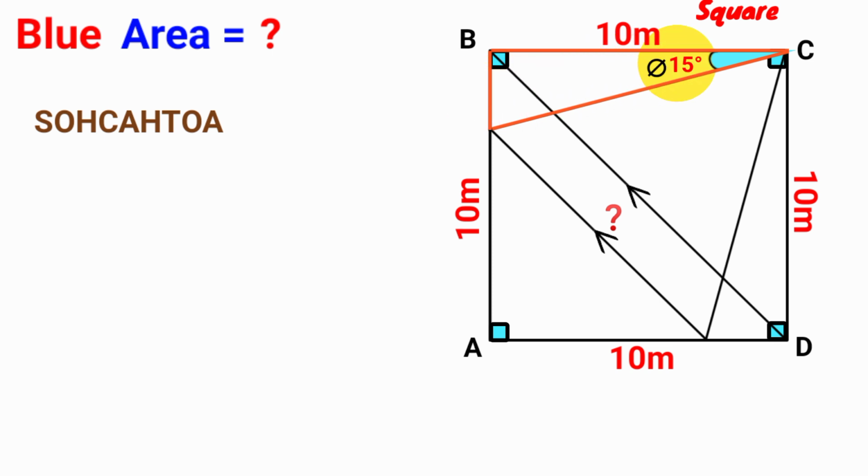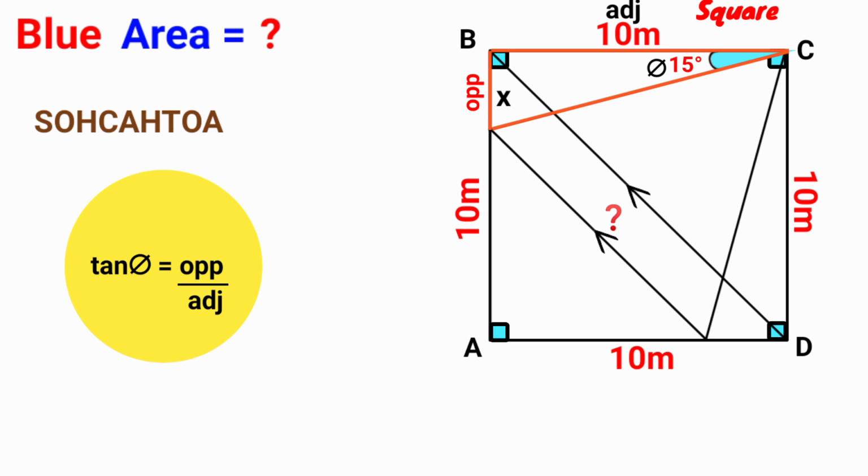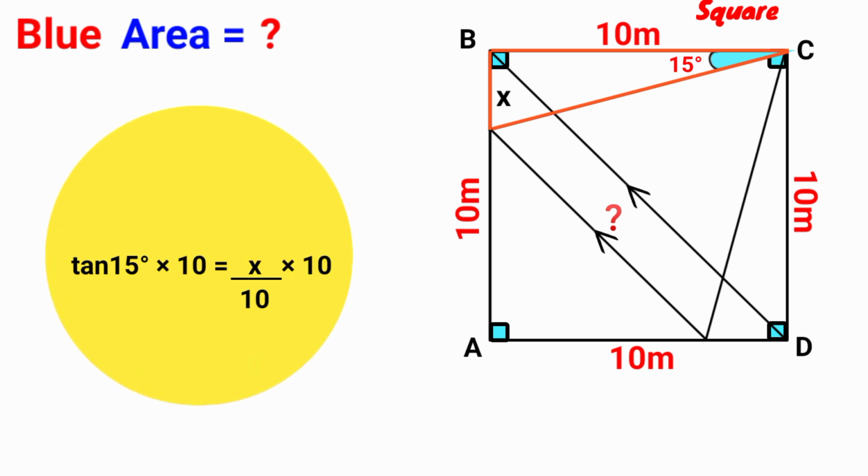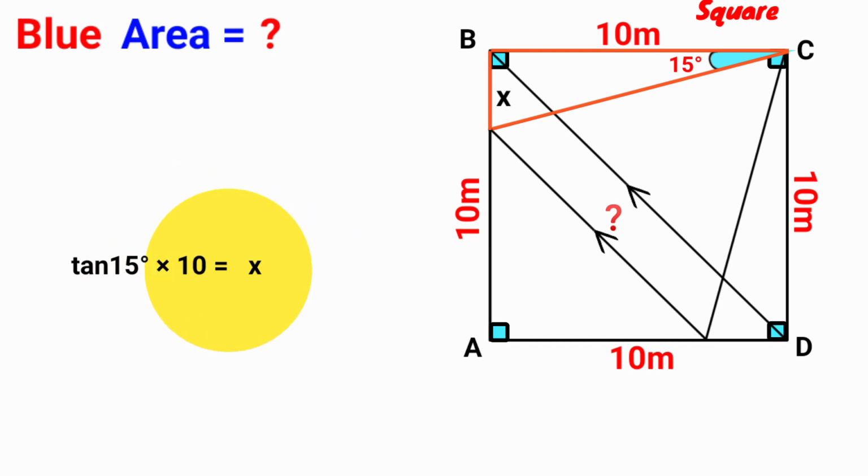Taking this angle as theta, there is the opposite, say x, and there is the adjacent. From here, tan theta equals opposite over adjacent. Theta is 15 degrees, opposite is x, and adjacent is 10 meters. So tan 15 degrees equals x over 10. Multiply both sides by 10. Here 10 cancels 10, while here tan 15 degrees times 10 is 10 tan 15 degrees. So 10 tan 15 degrees equals x. That is, x equals 10 tan 15 degrees.